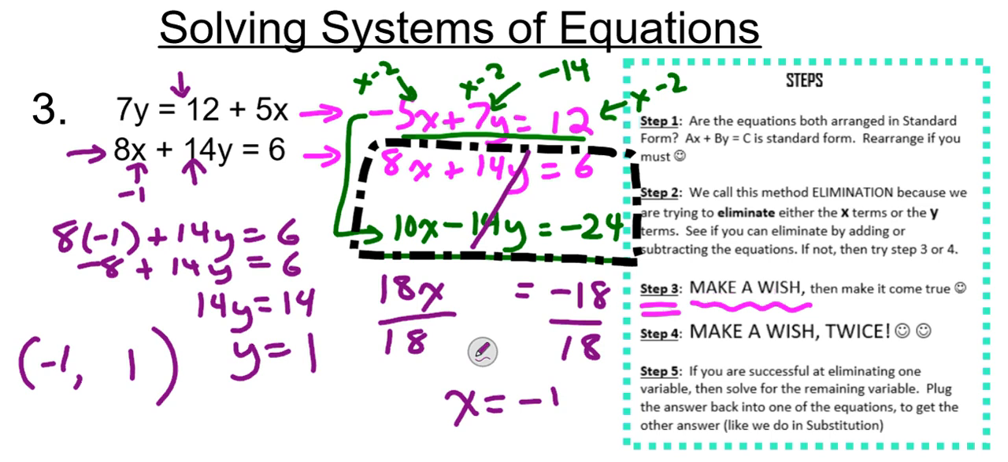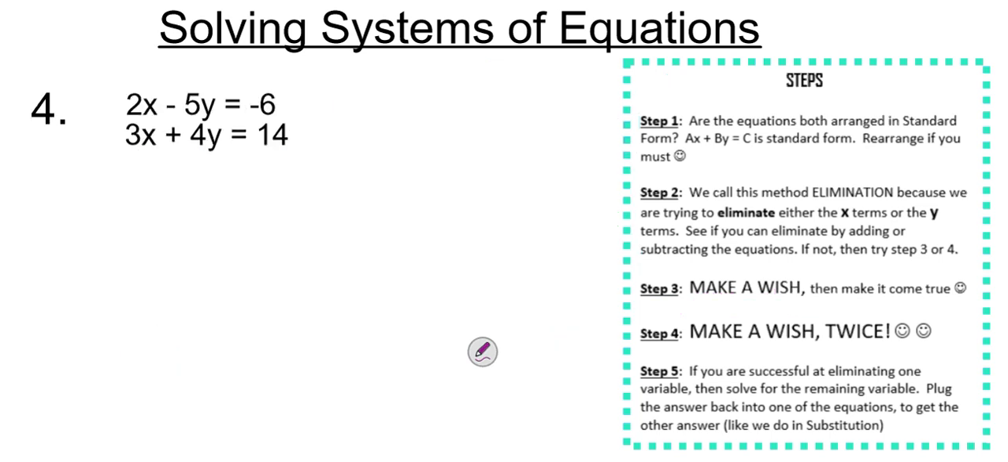All right. So let's try another one. Let's look at number 4. So this looks great. We're in standard form. But not so great because when we make a wish, it's not going to work. There's nothing I can multiply 2 by to turn it into a 3. There's nothing I can multiply 4 by to turn it into a negative 5. So making a wish once is not going to work. We have to make a wish twice. So this is how it works. We're either going to focus on the 2x and the 3x or the negative 5y and the 4y.